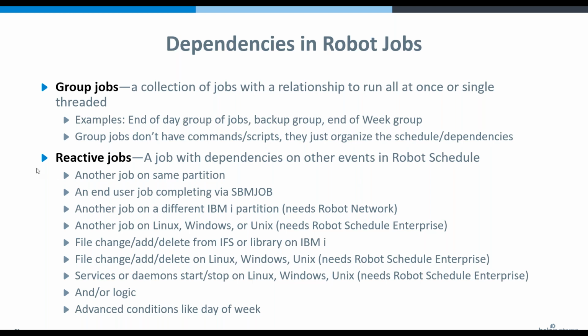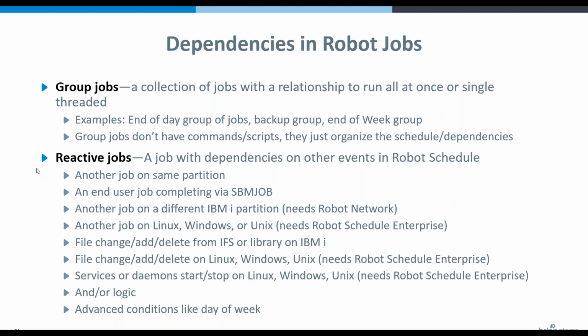Group jobs is unique to Robot Schedule. A group job is a type of job in Robot Schedule that contains individual real robot jobs that will run. So it's a way to collect jobs together in a logical grouping. Your group job could be, for instance, your end of day jobs. It could be your manufacturing inventory update or sales reporting jobs, all grouped together in a single group job.